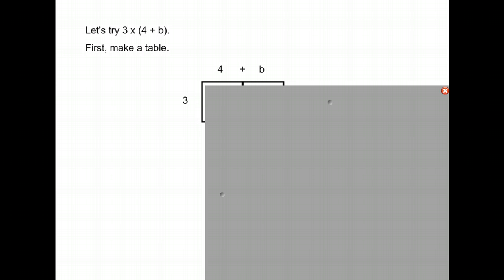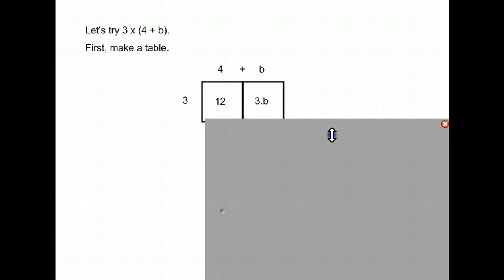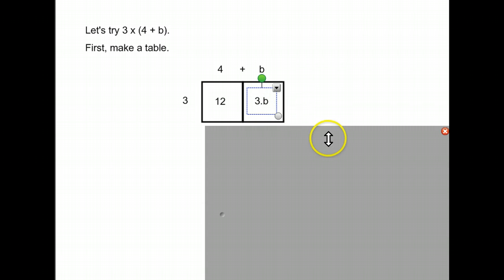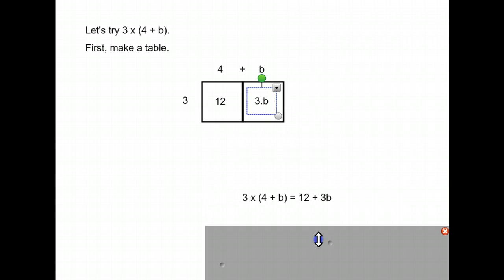Let's try 3 times bracket 4 plus b close bracket. First of all, we make a table. The table's got one row and two columns. You can see the headings for the row and the two columns. We put the plus sign in between. So when we multiply out, 3 times 4 is 12. 3 times b is 3b. We don't know the value of b, so we just leave it as 3b. So 3 times bracket 4 plus b close bracket equals 12 plus 3b. It's very easy.